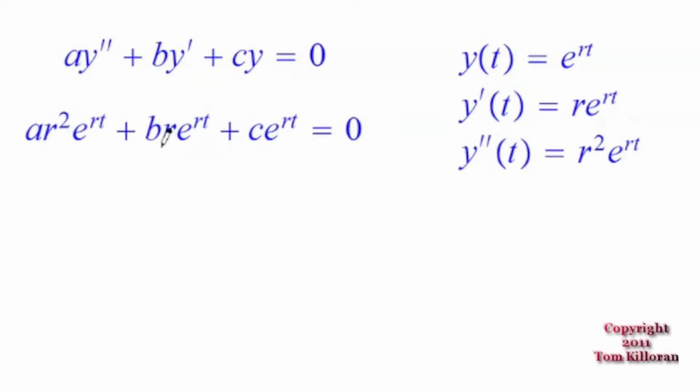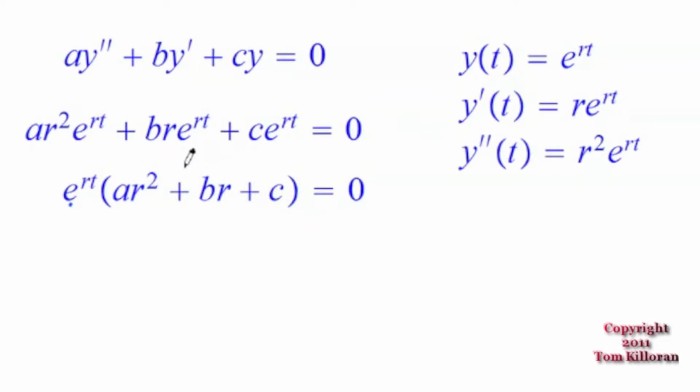And what's common between all three of these terms, of course, is this e to the rt. So I'm going to factor it out and see what happens then. If we factor out the e to the rt, then we're left with this nice quadratic on the inside based on r. And it's still equal to 0. Now the only way this is going to happen is if e to the rt is equal to 0, which can never happen as long as, well actually it can never happen, period.